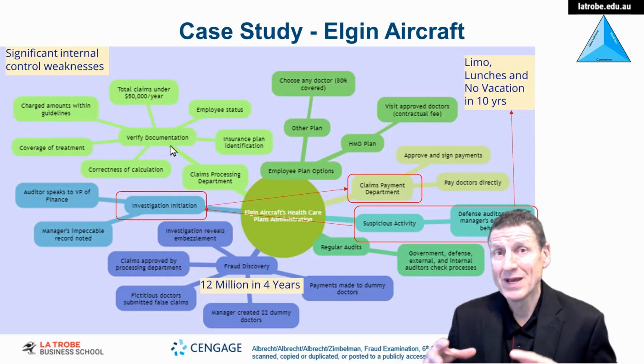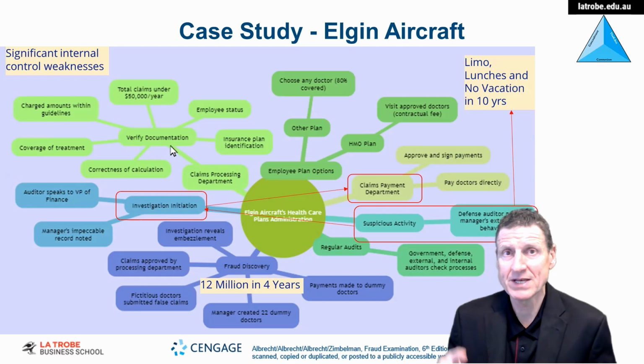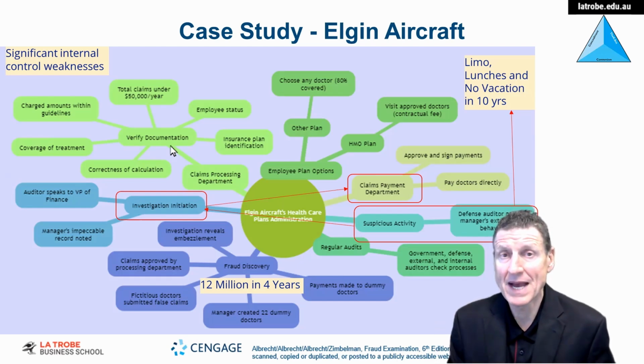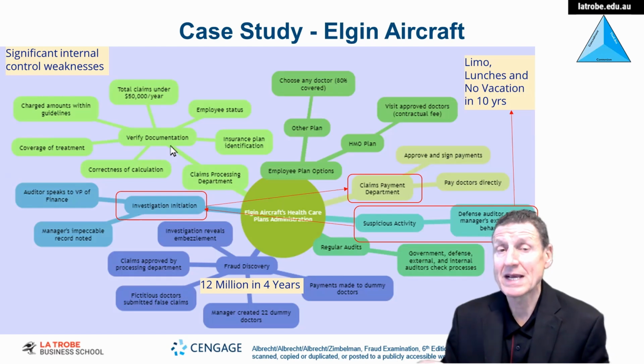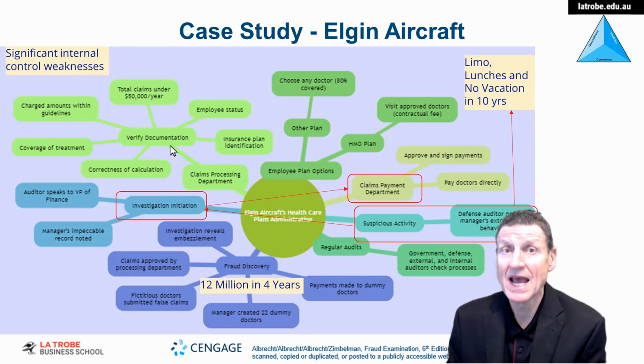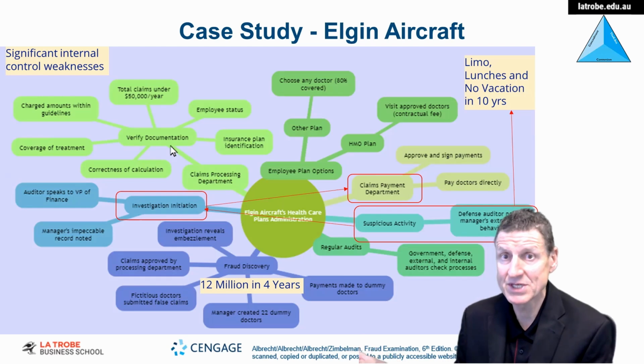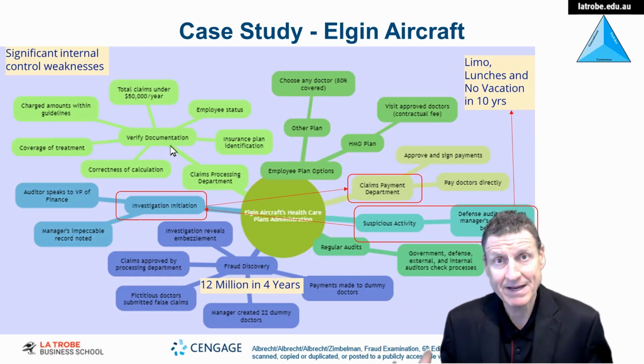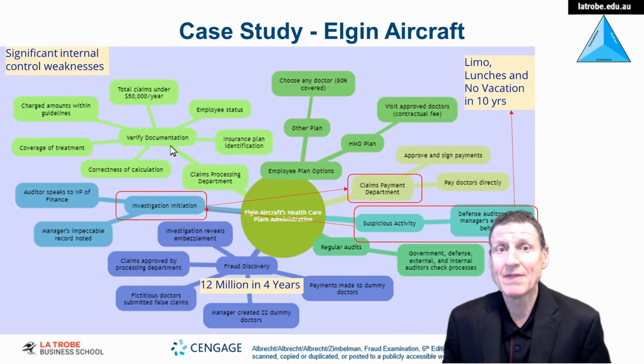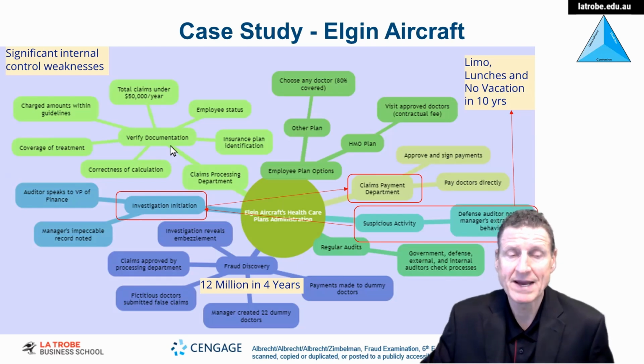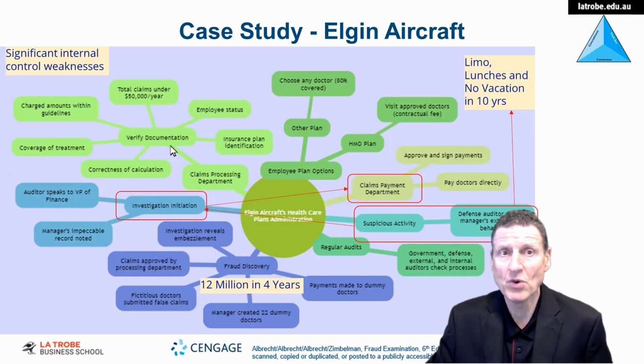All right. So what started the investigation was the unusual behavior of the claims payment department manager in excessive spending on limousines and taking her employees out to lunches all the time. And then that started the investigation. And that's where they were able to dig deeper and discover the fraud. Then in the end, notice that it was an internal control weakness as well.